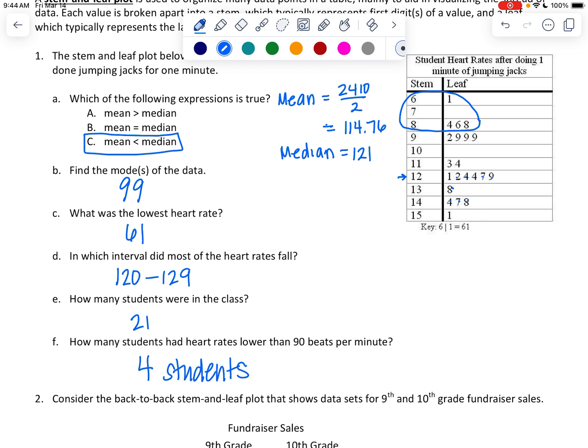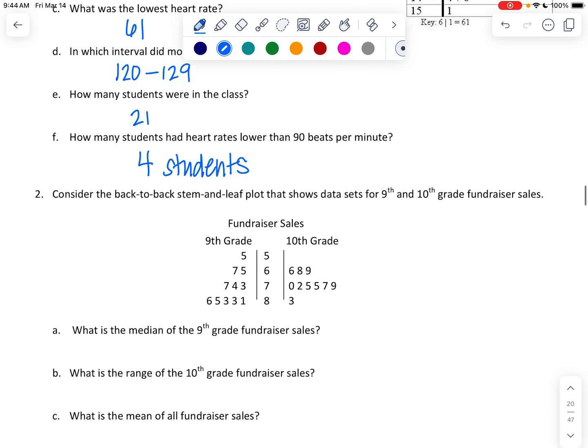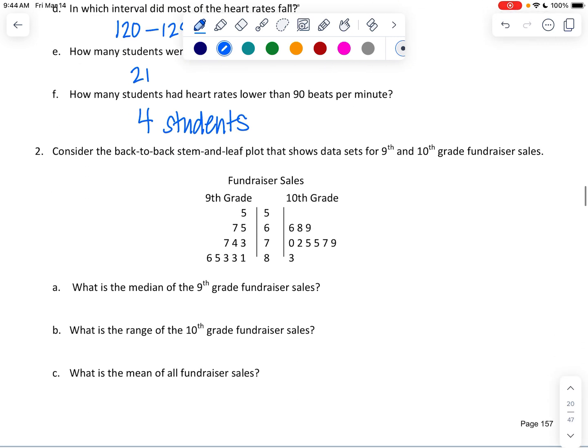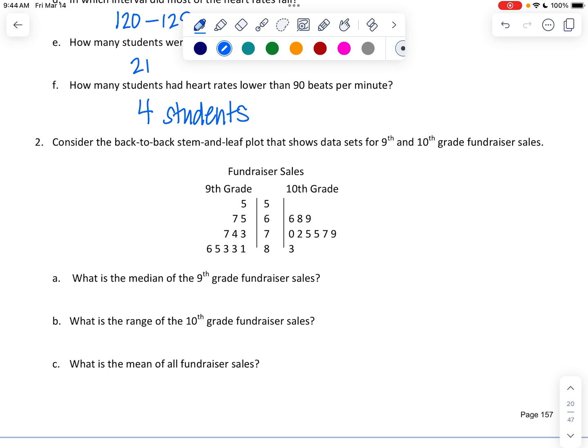Okay, so that is a single stem and leaf plot. Now you can also have back-to-back stem and leaf plots that represent two sets of data using the same stem. Okay, so in fundraiser sales, we're showing data sets for the 9th and 10th grade fundraiser sales.